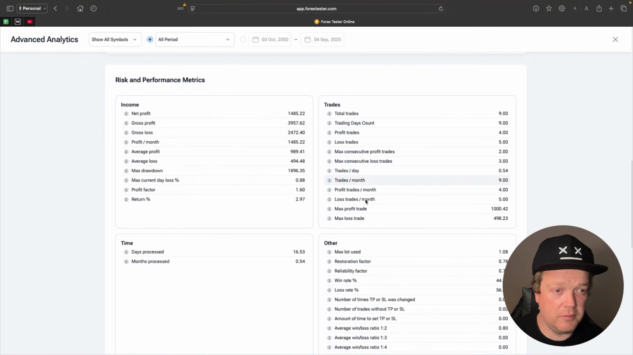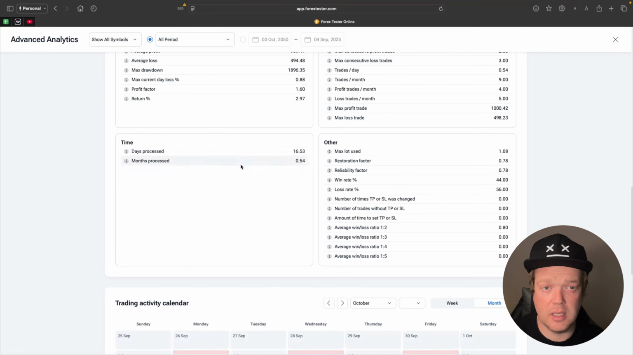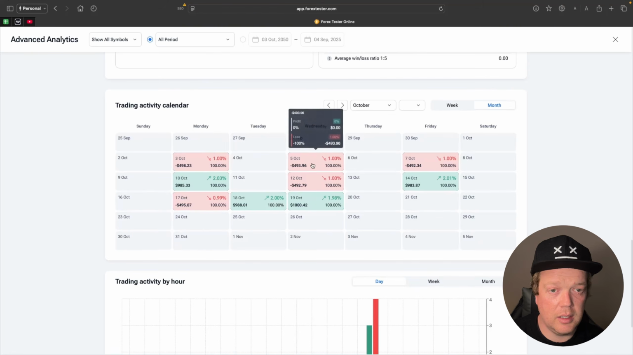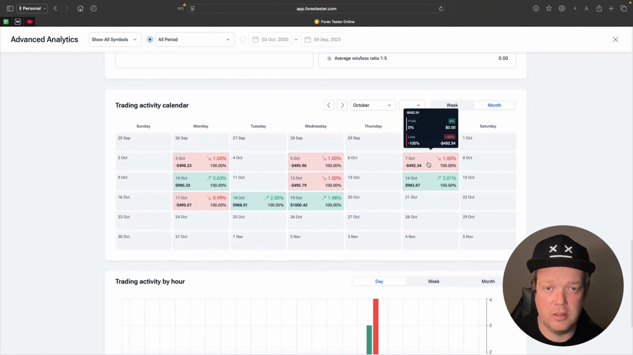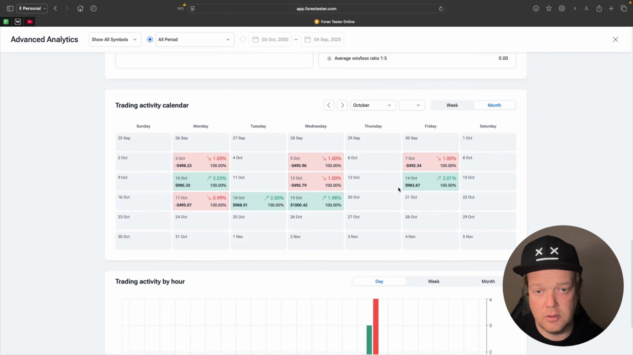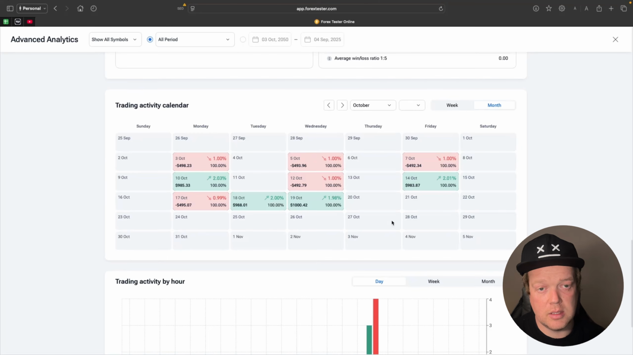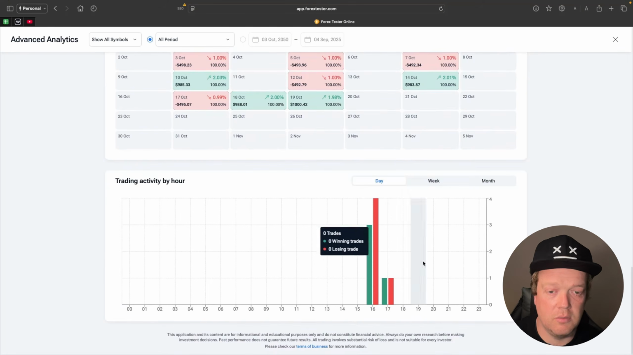Your trades right over here. The time you spent, like the days, so this was 16 days. And here's all other data with a nice calendar showing you as well. Losing day, didn't trade, losing day, didn't trade, losing day, winning day, didn't trade, losing day, didn't trade, winning day, and so forth. So here you can see your analytics right over here.